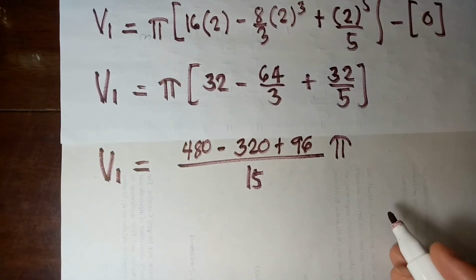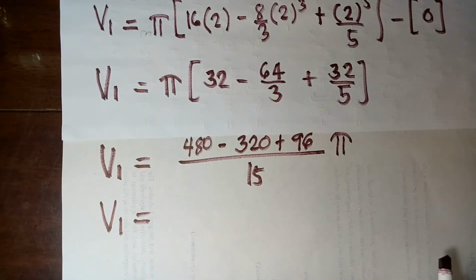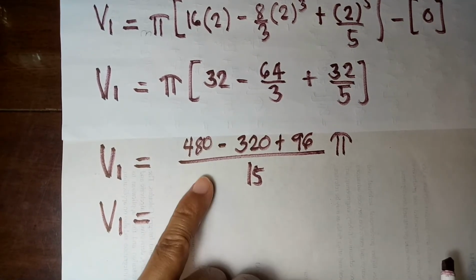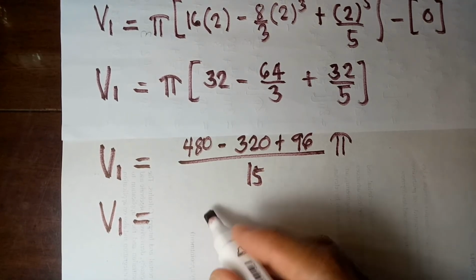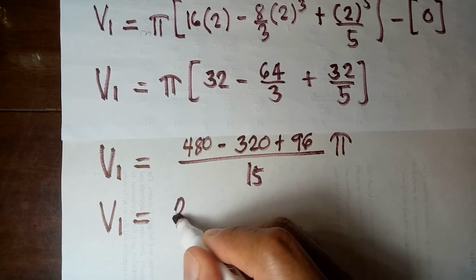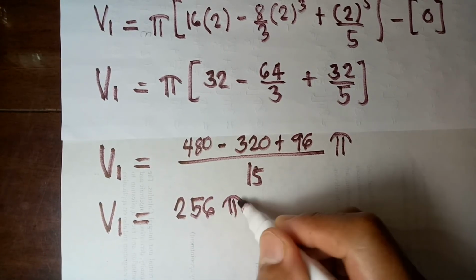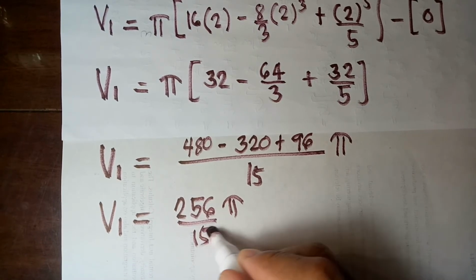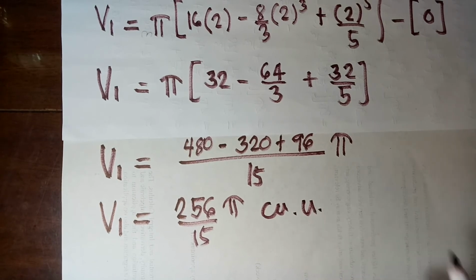No? So I will have volume 1 equals, no? So 480 minus 320 plus 96 equals 256. No? 256 pi over 15 cubic units. So ito yung ating volume 1, 256 pi over 15 cubic units.